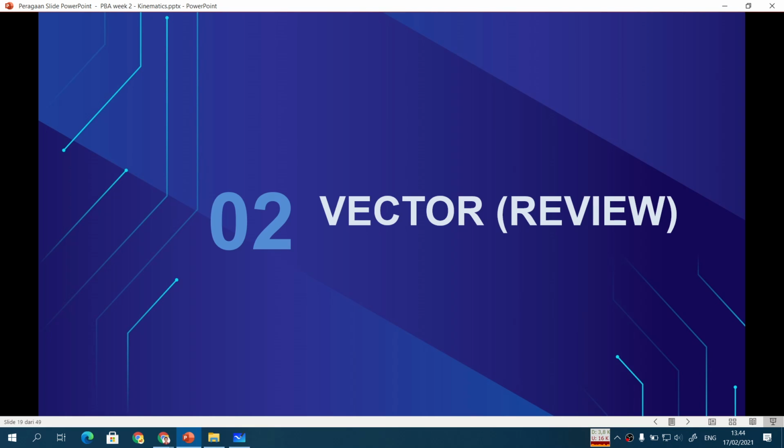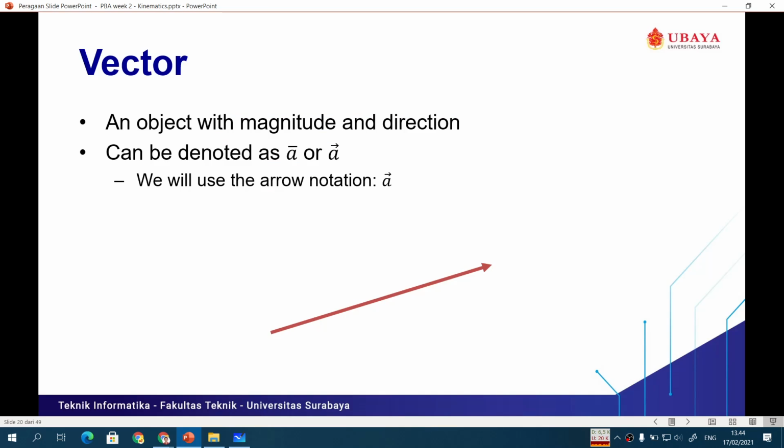Okay, because the velocity is denoted in vector, we will need to review our knowledge about vector first. So a vector is an object with a magnitude and direction. It can be denoted as a with a line above the a, or a with an arrow above a. We will use the arrow notation instead, because the a with a line, we use it as an average.